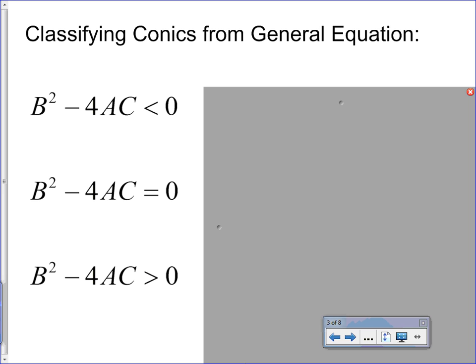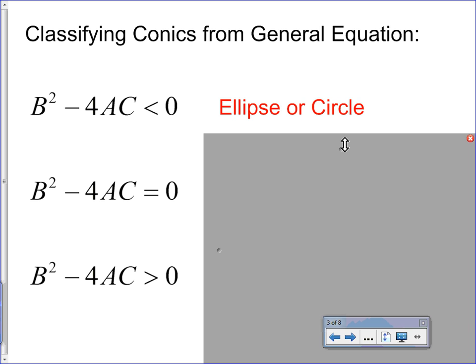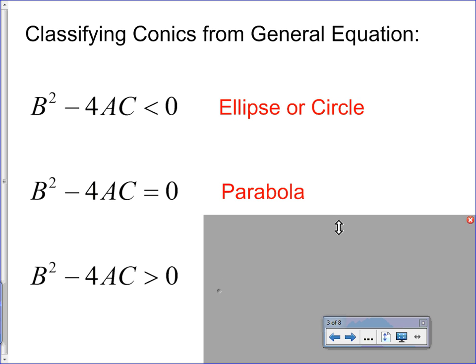The discriminant in this equation will tell us what type of conic we have. So when b squared minus 4ac is less than 0, you know it's an ellipse or a circle. We won't know which one it is until we rewrite the formula. So we'll have to actually rewrite the formula before we decide if it's an ellipse or a circle. If b squared minus 4ac equals 0, well then it's a parabola.